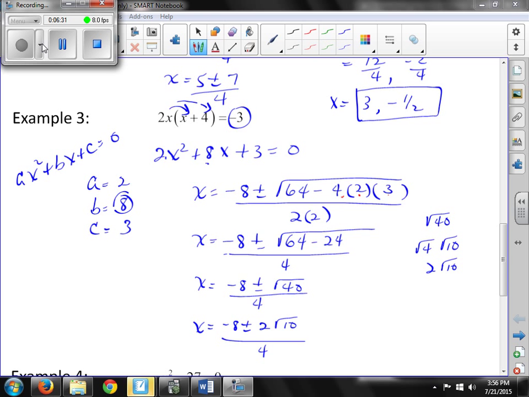And each one of these is divisible by 2. So we'll have negative 4 plus or minus, this will cancel out, just give us 1 square root of 10, or just the square root of 10, and 4 divided by 2 is 2. So our solutions, x is equal to negative 4 plus the square root of 10 over 2, and negative 4 minus the square root of 10 over 2.